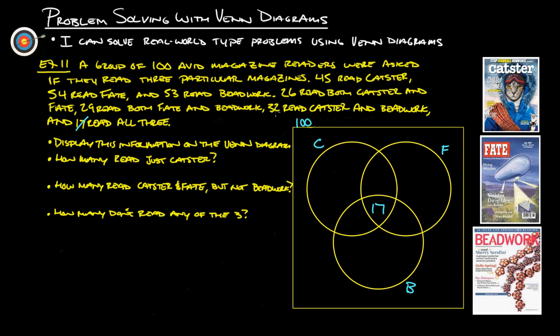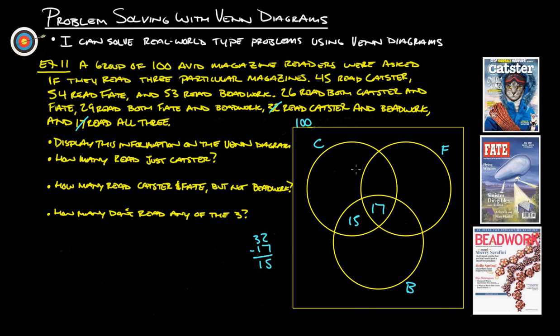From there, it says 32 read Catster and Beadwork, so these 2 regions together have to equal 32. If we do 32 minus 17, we get 15, so that means this has to be 15, because add these 2 together and we get our 32 back. Okay.